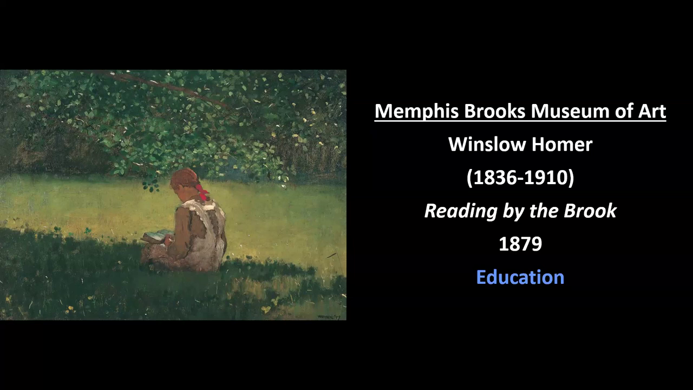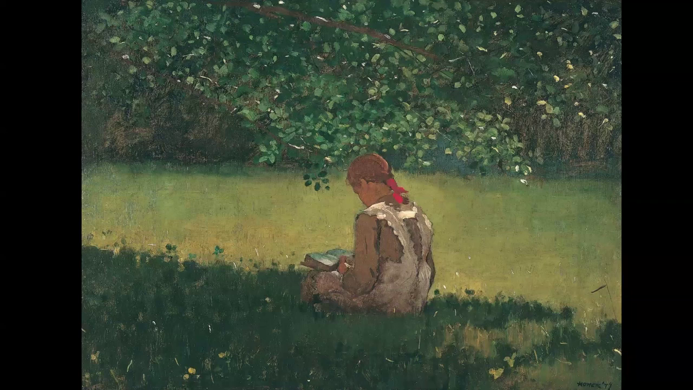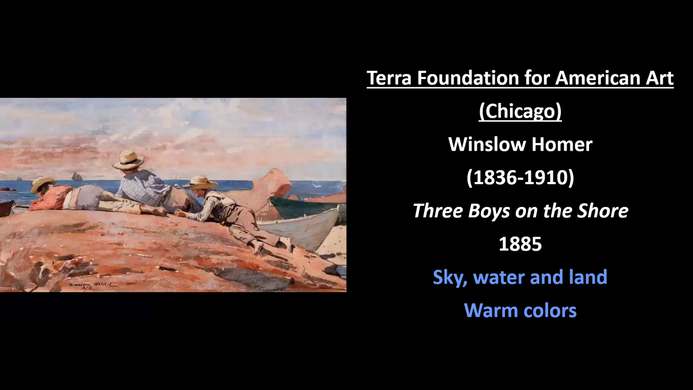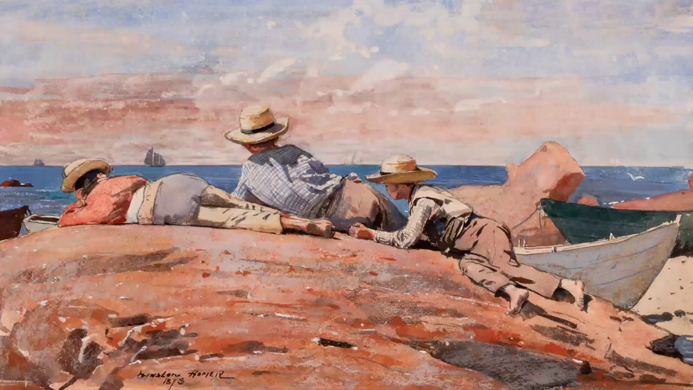And speaking of Little House on the Prairie and rural life, Reading by the Brook from 1879. Three Boys on the Shore from 1885. This is unusual. Well, not really unusual, but an interesting composition. He's got three bands here. So the first band is the sky, and the second band is the water, and the third band is the boys and the land. Well, I guess you could actually say four bands if you count the boys as one and the land as another one.